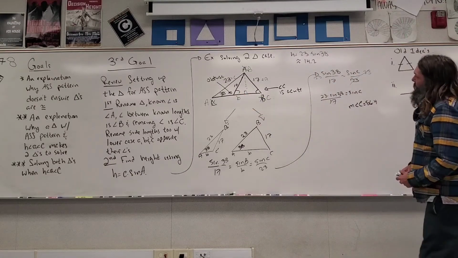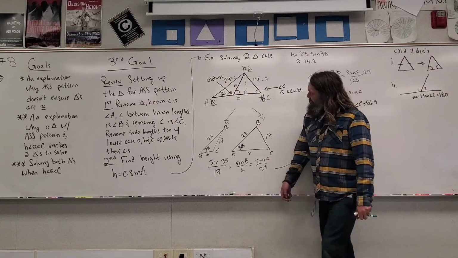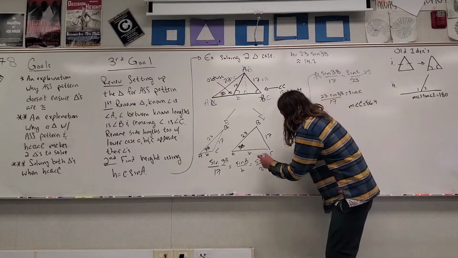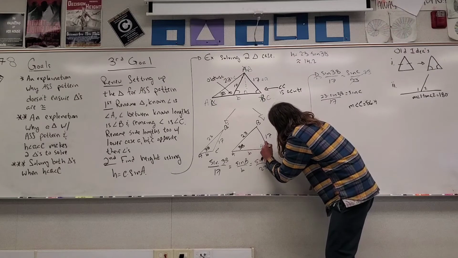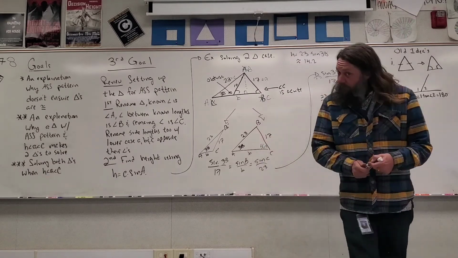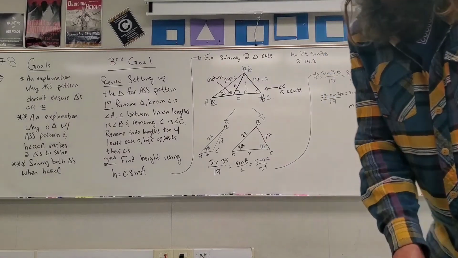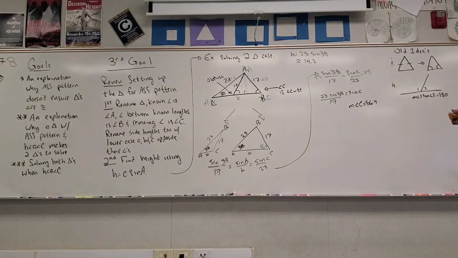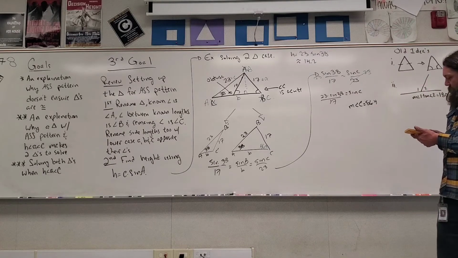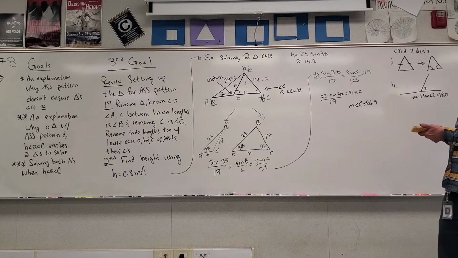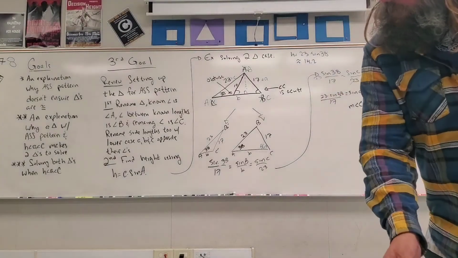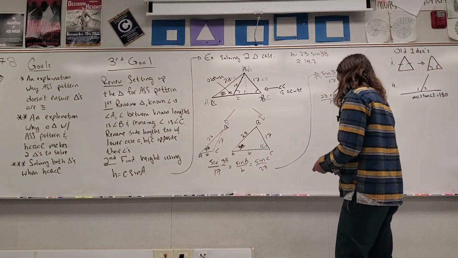And so now we have some information here. So this is 56.4, which means I can find the original angle B. So the original angle B, let's see here, 38 plus 56.4, and then we're going to take that away from 180. So that means that the original measure of angle B was 85.6.